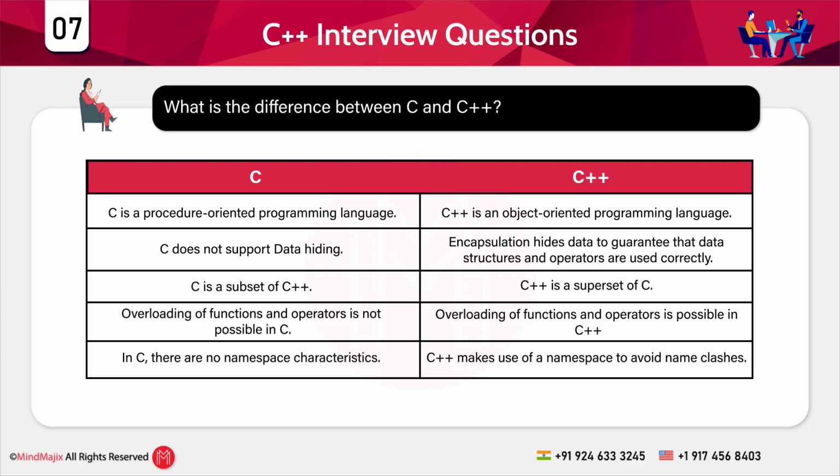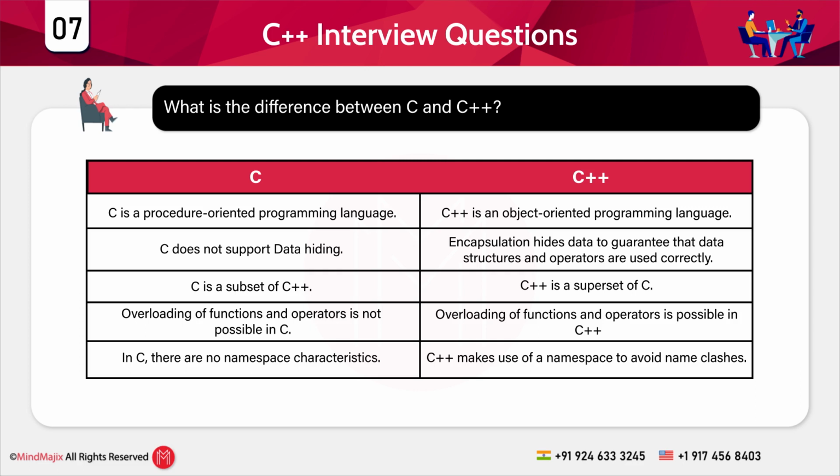If you talk about the C programming language, it is a procedure-oriented programming language. So what does that mean? It simply means the OOPS concepts are not present in C. On the other hand, C++ is an object-oriented programming language. So here you have all of the OOPS concepts like class, objects, inheritance, polymorphism, abstraction, and so on, as we have seen previously. The next point is C does not support data hiding, whereas in C++ you have the feature of encapsulation, and this hides the data to guarantee that the data structures and operators are used correctly.